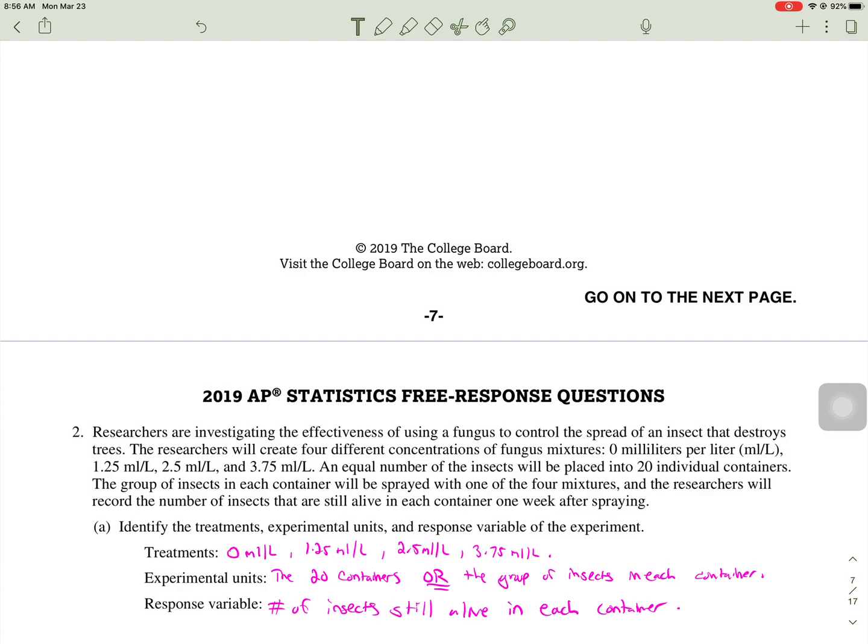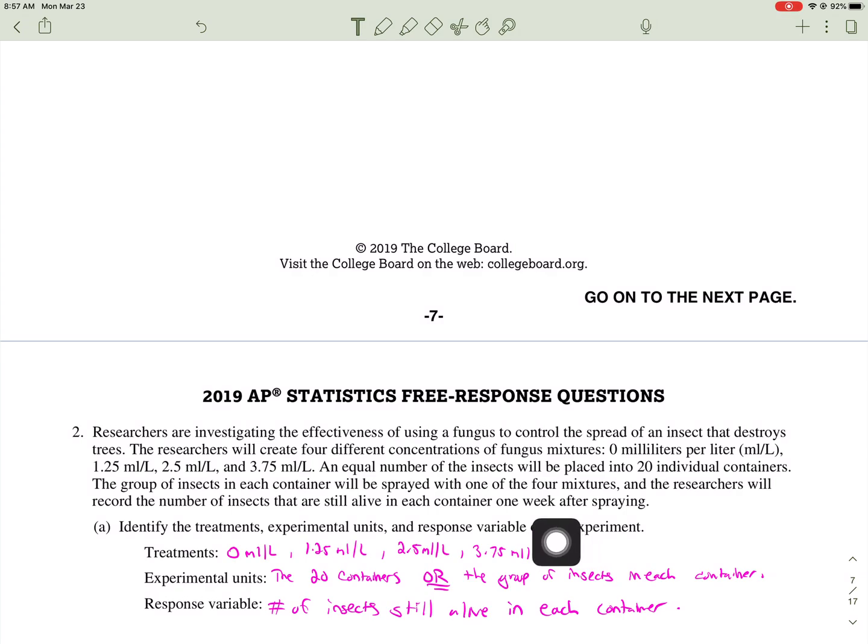So part A seems easy, but there are common mistakes here. Identify the treatments, experimental units, and response variables of the experiment. Treatments. The treatments should be nice and easy. The treatments are what you are applying to each unit. Well, the treatments are 0 milliliters per liter, 1.25 milliliters per liter, 2.5 milliliters per liter, and 3.75 milliliters per liter. A common mistake is to say "amount of fungus." No, for treatments you want to be as specific as possible. Keep that in mind.